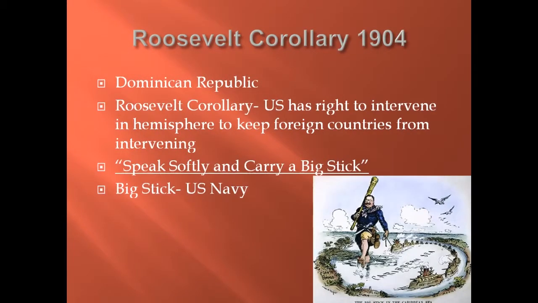Next up, we have the Roosevelt Corollary, which was passed in 1904 and gave America the right to intervene in its hemisphere to keep foreign countries out of South America. It was basically the Monroe Doctrine 2.0, except this time America could defend its statement. Although I don't know from my own personal accounts, it was said that Roosevelt once said, "Speak softly and carry a big stick." His big stick, of course, was the US Navy.